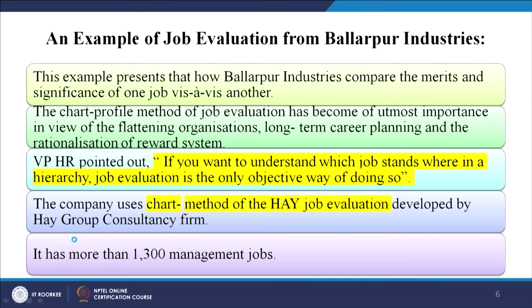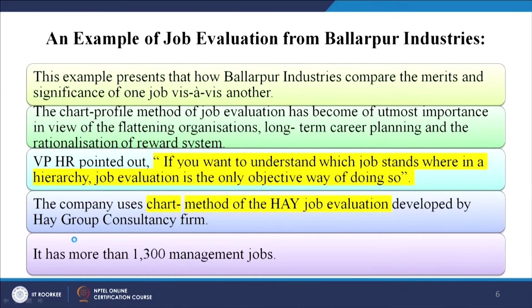Now, here I would like to take an example of job evaluation from Ballarpur Industries. This example presents how Ballarpur Industries compares the merits and significance of one job vis-a-vis another. Now you see, there are n number of jobs. Every job has a highly important task to be performed, whatever the level, even an unskilled job, but every job is highly important for the overall organization, because it is linked to another job.